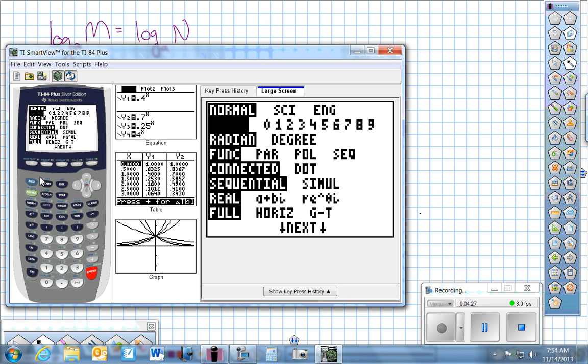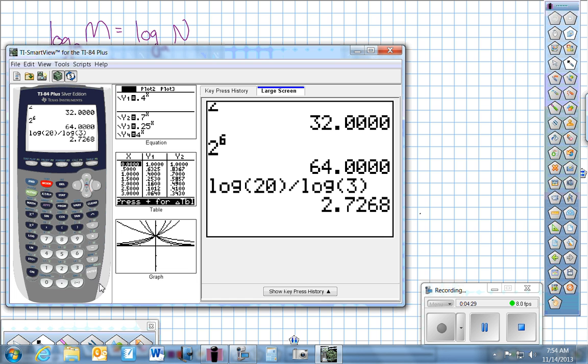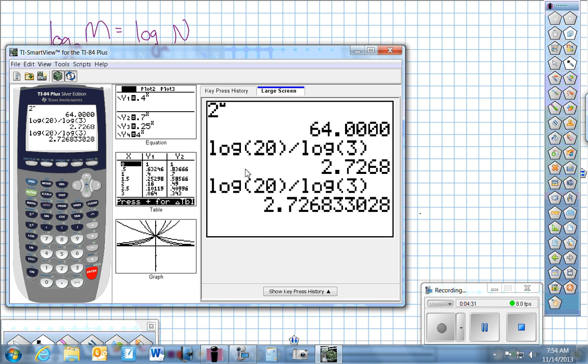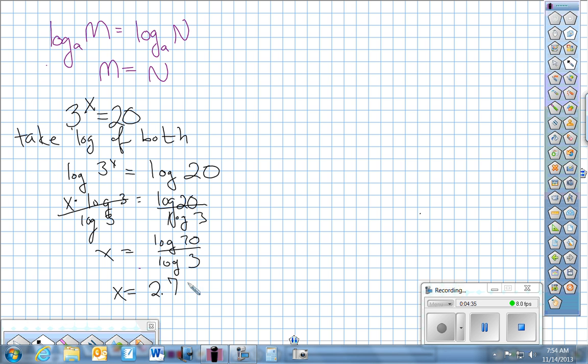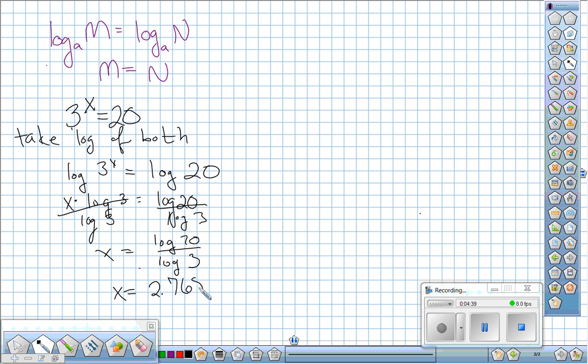So then let's look at my answer real fast, and it is going to be 2.768. Did I forget a number? There's a 2 in there. 2.7268.